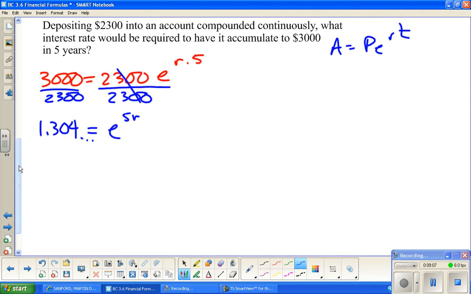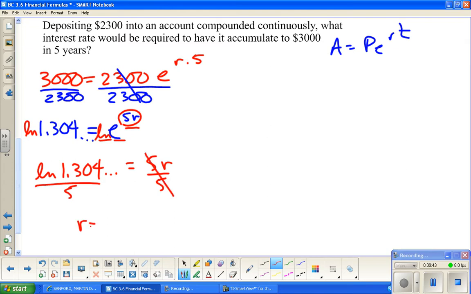Okay, so now I want the exponent to go away. I want to get at that exponent. Now if the exponent has the variable, then this is going to be a log to get rid of that. So I'm going to do ln this time, natural log, because it's about e. So the natural log of 1.304, etc., equals, now log base e of e to a power is just that power. And so now I'm almost done. I'm just going to divide both sides by 5.